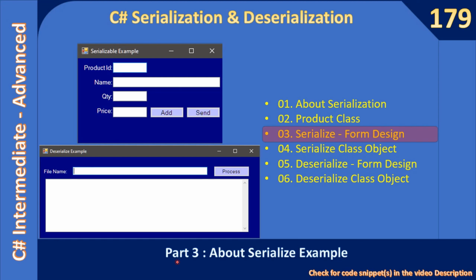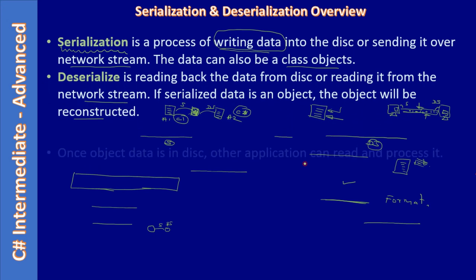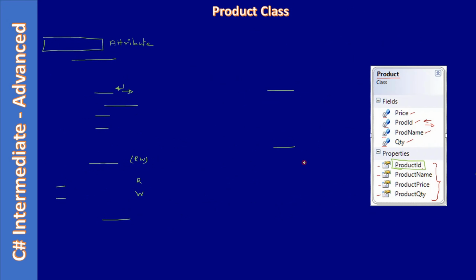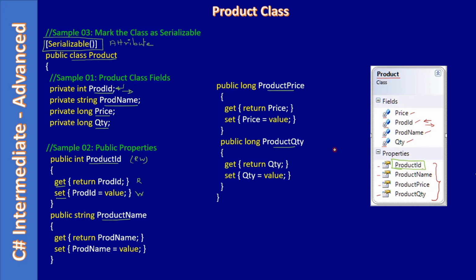In this video, we are going to talk about the Serialize example. So that means here we will discuss this specific part. These are all the slides from previous parts. In the previous video, we created a product class. This is the class we are going to serialize as well as deserialize.